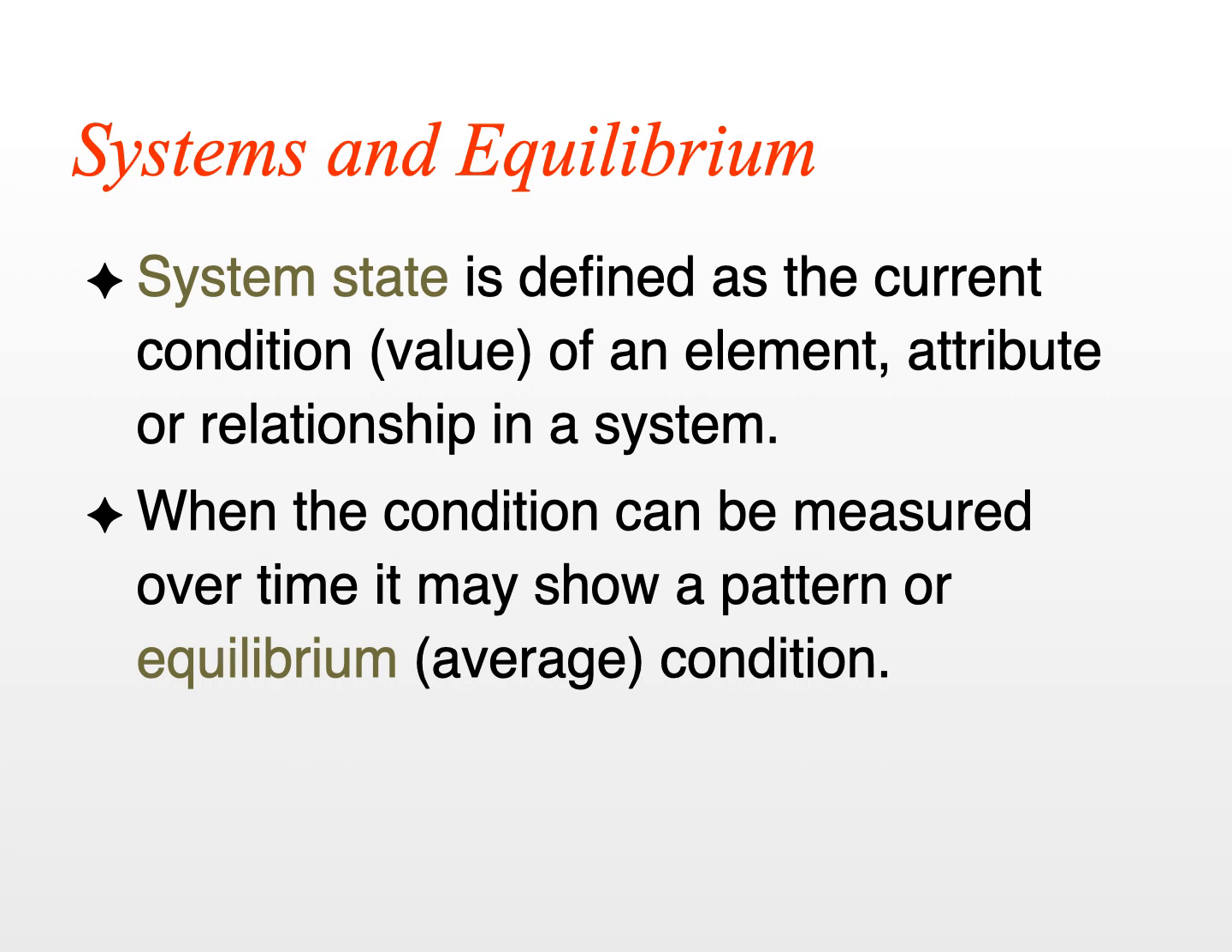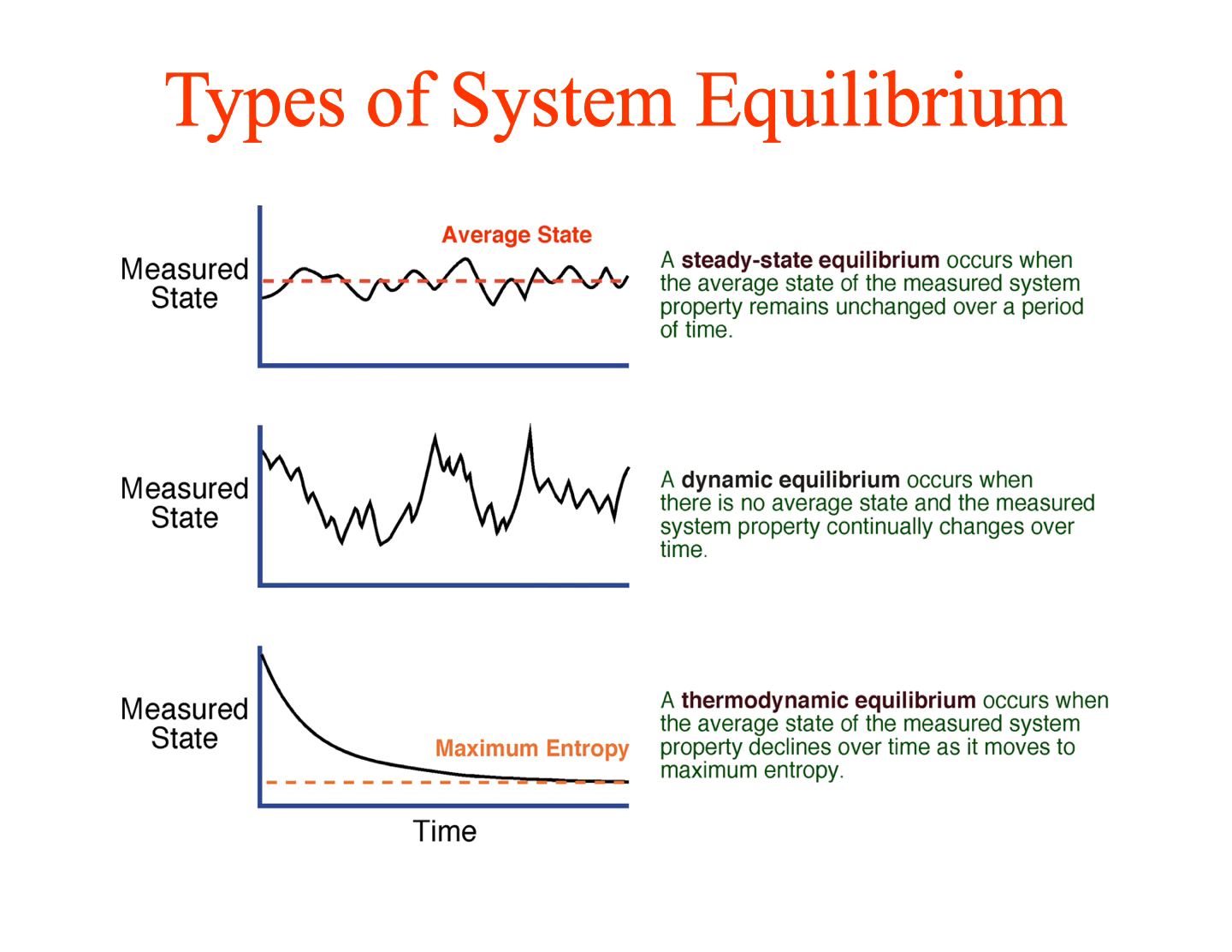The condition of system state can be measured over time, and the pattern that we see over time is called the equilibrium, or the average condition. Several different average conditions exist. I'm going to describe 6 of them. On all of these graphs, on the x-axis we're measuring time, and on the y-axis is the measured state, whatever thing that we're measuring in a system.